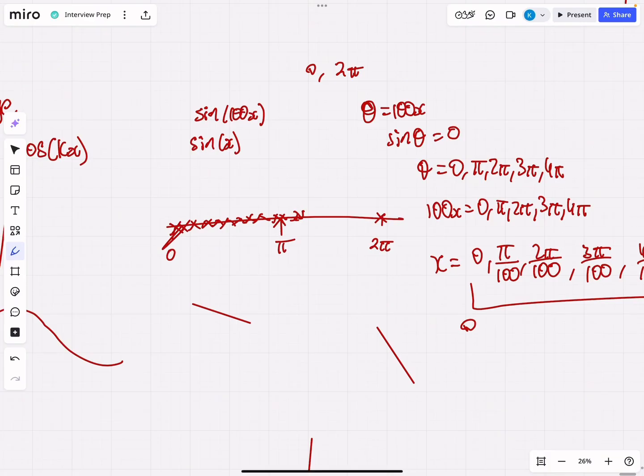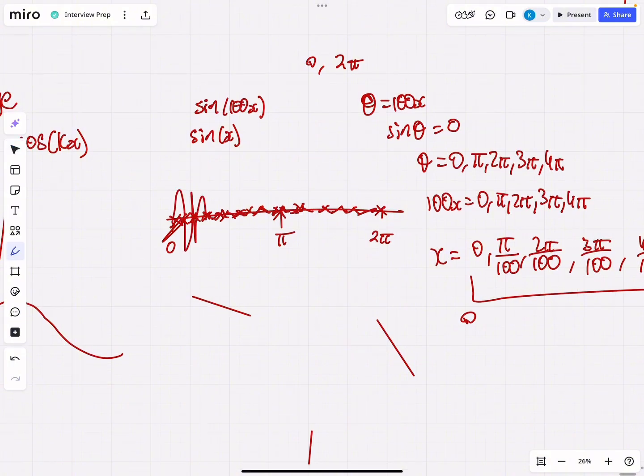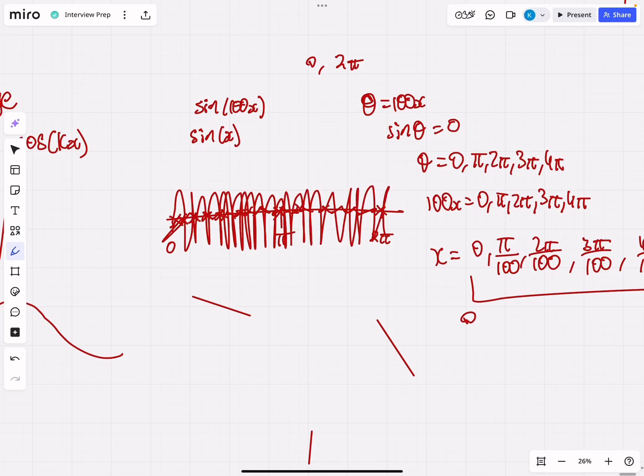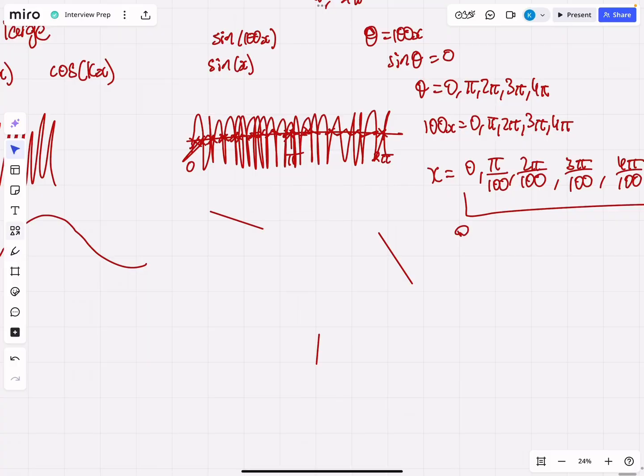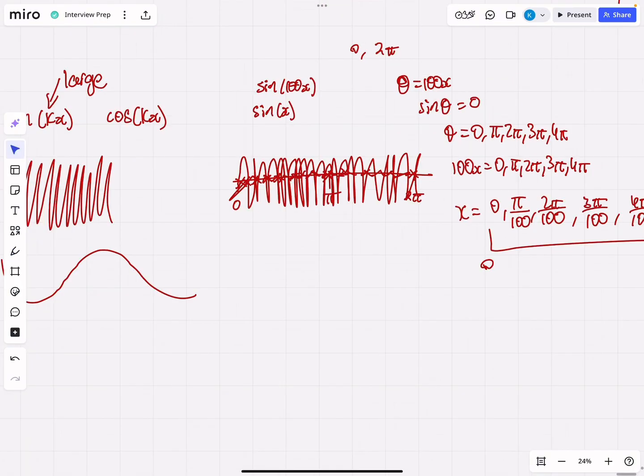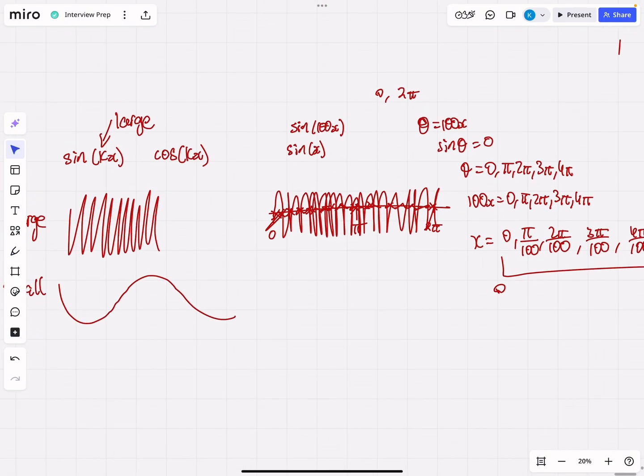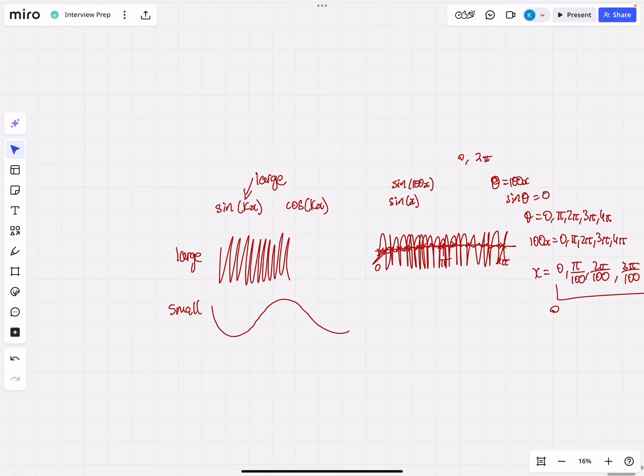Okay, so I can essentially have more points in the same interval, right? That's why I have these oscillations that are very close together with a really, really small period, okay? So hopefully that makes sense. And then the inverse can be applied to explain sine of kx when k is very small, okay?